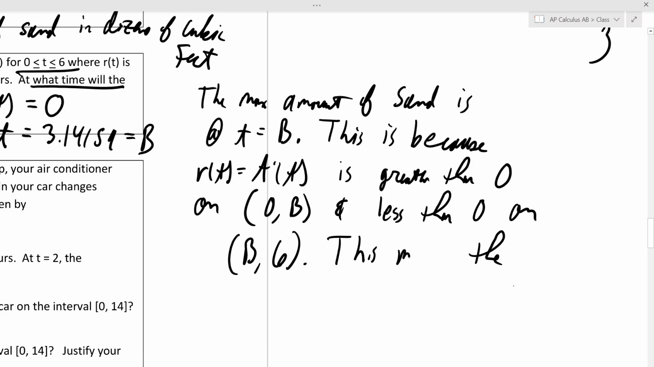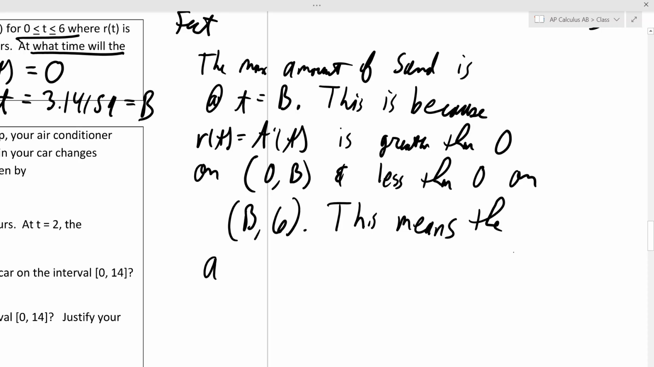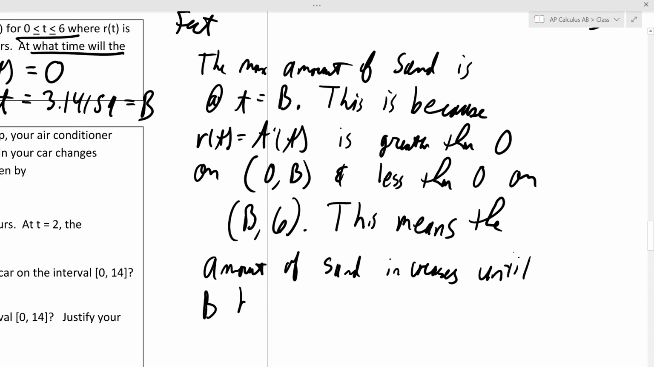That means... My handwriting is bad naturally, but writing on the computer screen doesn't help. This means the amount of sand, or we could say A of t here too, the amount of sand increases until B hours. We should put hours on our units up here too. B hours.